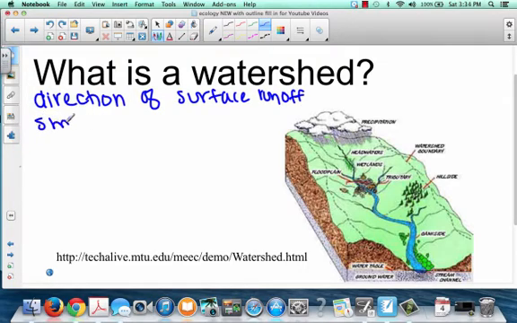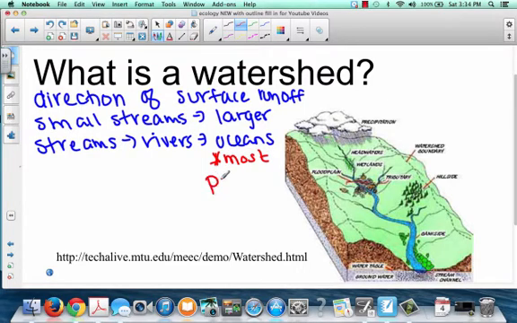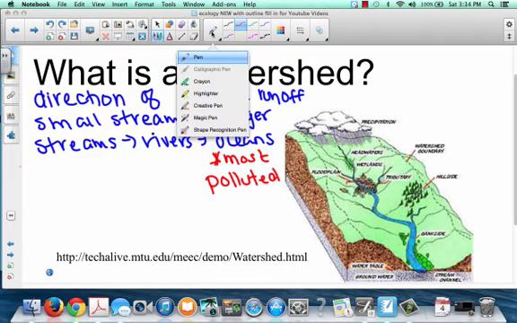And it goes small streams run into larger streams, which run into rivers, which run into oceans. Okay, and just like we said before, surface runoff is the most polluted, and that actually is the end of each watershed, which is going to be the oceans, is the most polluted. And when we talk about water pollution and that word biological magnification that we just wrote down, we're going to see that the majority of the fish we're supposed to avoid eating come from the ocean. They don't come from fresh water.